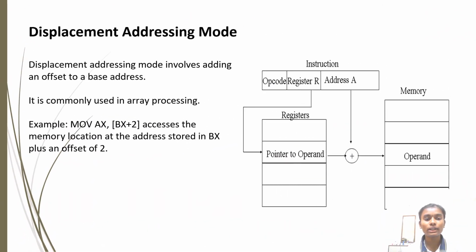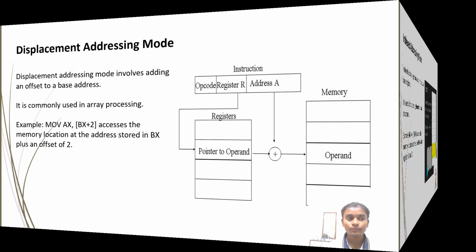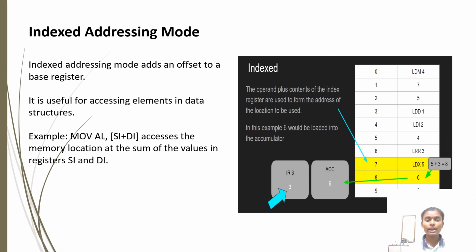Displacement addressing mode involves adding an offset to a base address. It is commonly used in array processing. Indexed addressing mode adds an offset to a base register. It is useful for accessing elements in data structures.